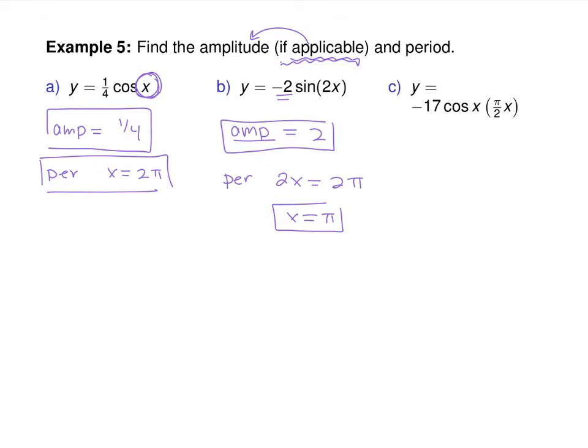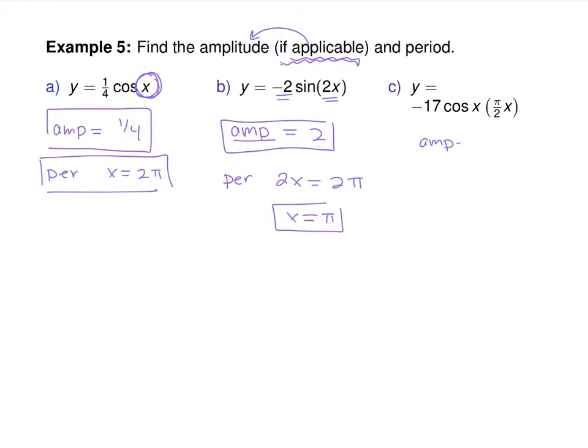You just set whatever's in the parentheses, the stuff that's being signed or cosigned, equal to 2 pi. It'll be different if it's a different trig function. Okay, so I'm being a little bit careful with it. For sine and cosine, it is indeed 2 pi, but for tangent and cotangent, it's pi, I believe. So it's a little bit different for those.